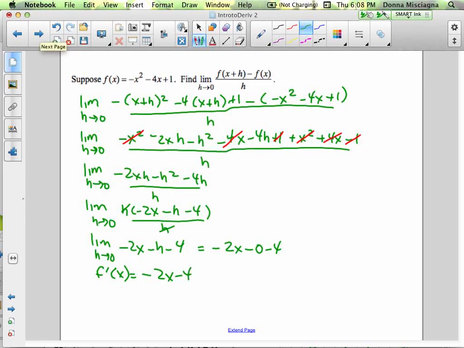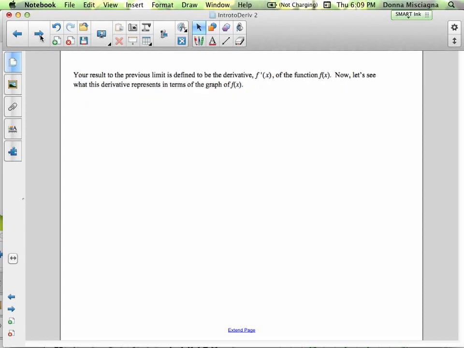All right, so now that's not just an equation. That gives us all kinds of information about our function and how it changes at different values. So we're going to do some investigation of the derivative in this particular series of nearpods. So your result to the previous limit is defined to be the derivative, f prime of x, of the function f of x. Now let's see what this derivative represents in terms of the graph of f of x.